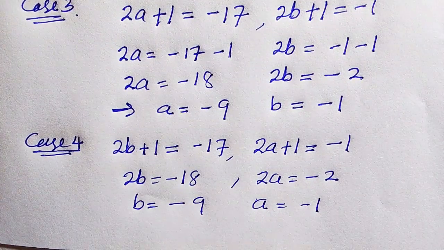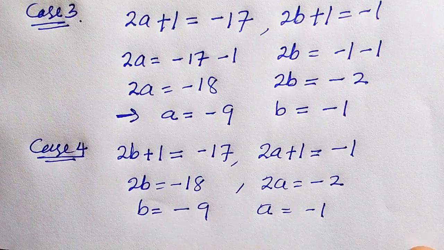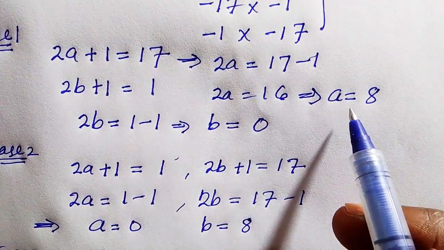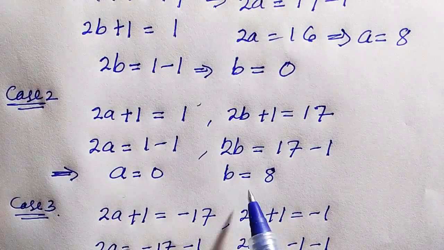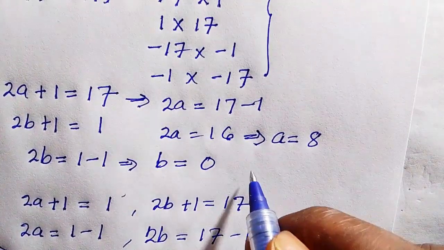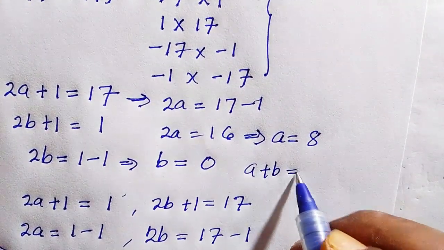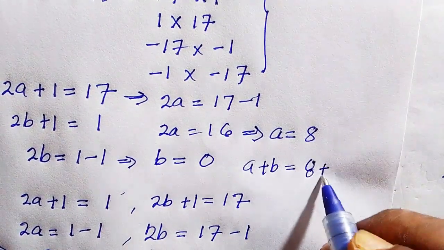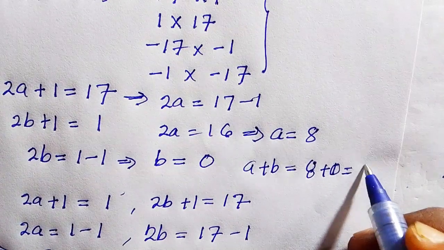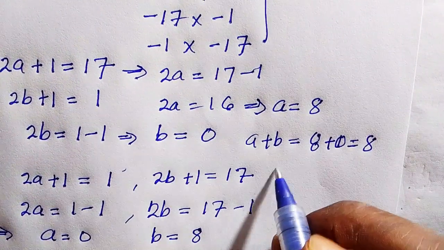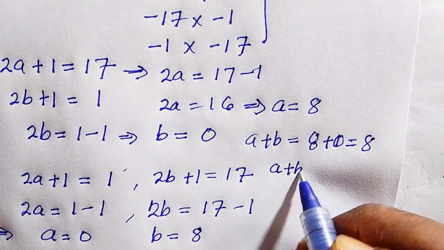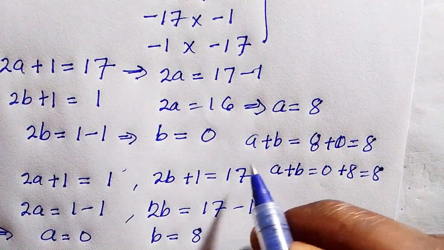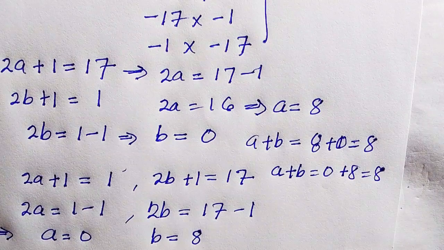So the main question asked is find a plus b. With this, either we add 8 plus 0 or 0 plus 8 together. What we get is a plus b, 8 plus 0, which is equal to 8. Or for the other part, which is a plus b, 0 plus 8, this also gives us 8.